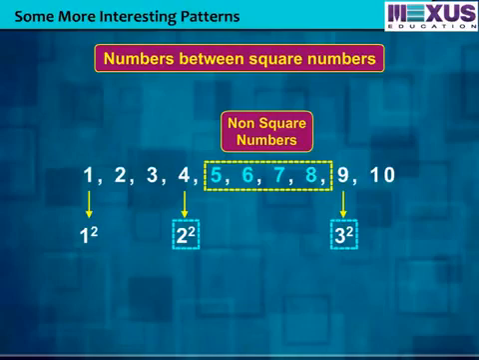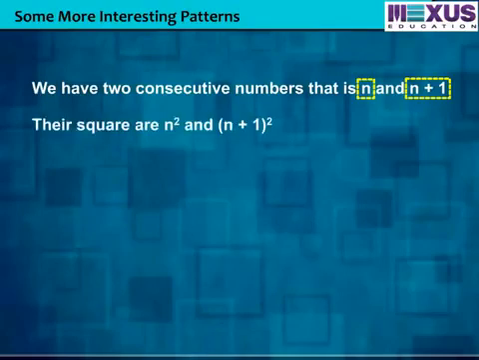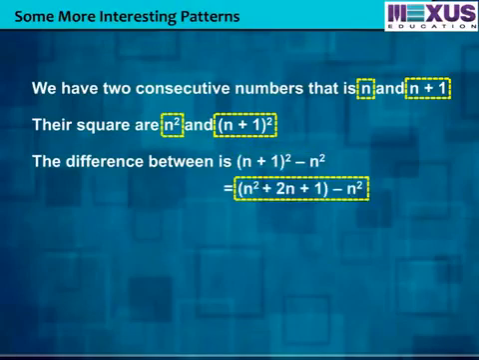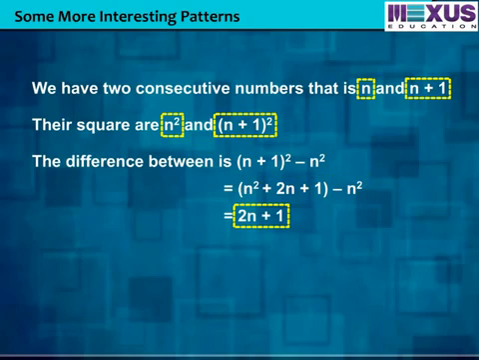Let us understand how these non-square numbers come in between square numbers. Let us say we have two consecutive numbers, that is n and n plus 1. Second, their squares are n square and n plus 1 whole square. So, the difference between them is n plus 1 whole square minus n square, which gives us n square plus 2n plus 1 minus n square, which is equal to 2n plus 1.